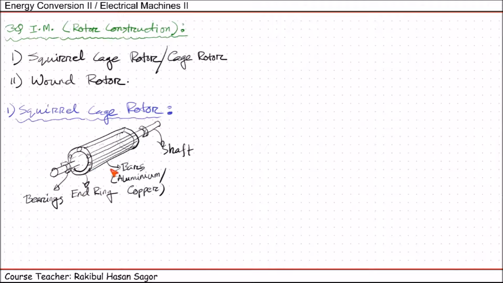This cage looks like a squirrel cage, which was used in different circus to run rat inside this cage. It was a game show. Nowadays these things are obsolete. From that the name came squirrel cage rotor. So we have conducting bars. At both sides there are end rings and they are shorted on both sides. That's all, and this is the complete construction of a squirrel cage rotor.